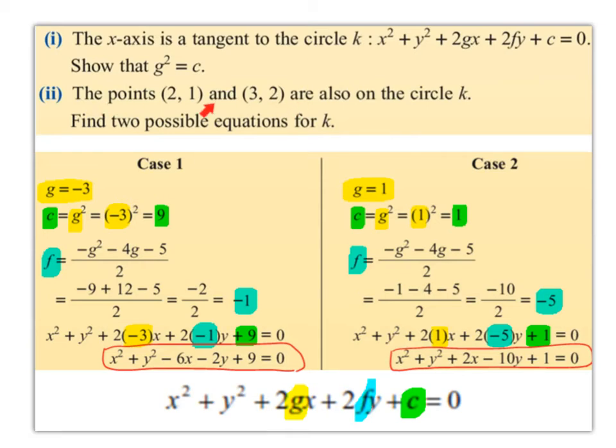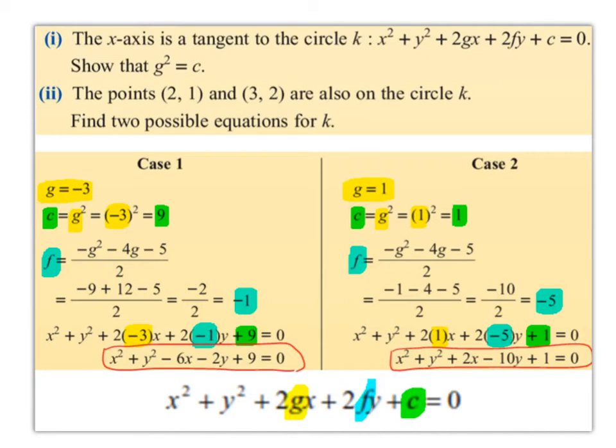So remember there's two possible equations for the circle K. So let's start off if g is equal to minus 3. Well, c is equal to g squared. So we can swap that g for a set of brackets and put minus 3 into it. So minus 3 squared is 9. So c is equal to 9 when g is equal to minus 3. And f we know is equal to minus g squared minus 4g minus 5 all over 2. So we're swapping each of the g's for minus 3, and we end up with minus 1. So f is equal to minus 1, c is equal to 9, g is equal to minus 3.